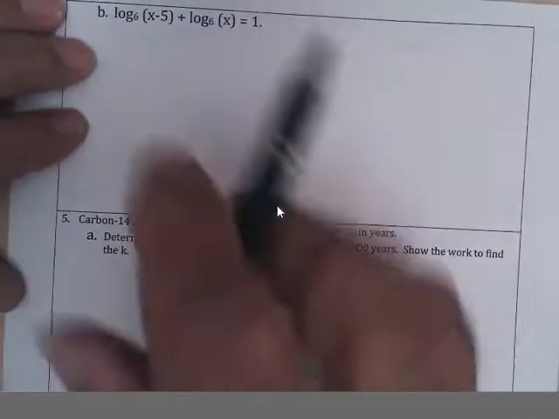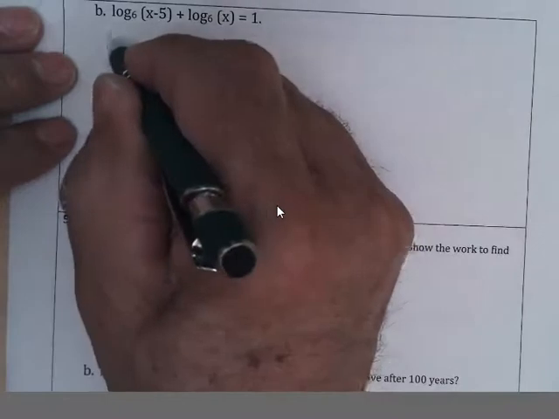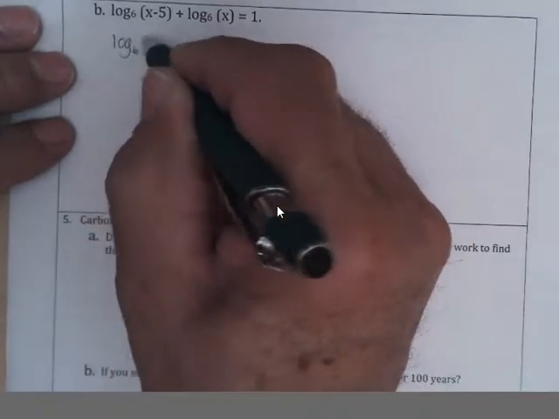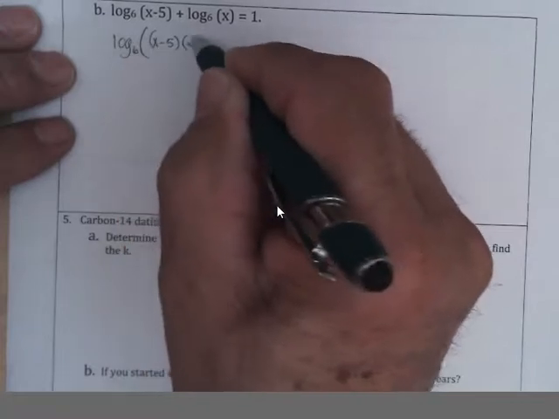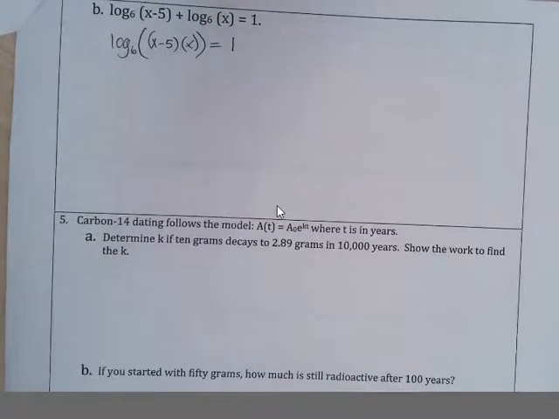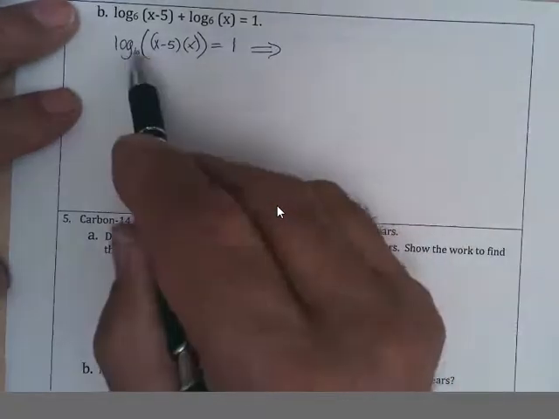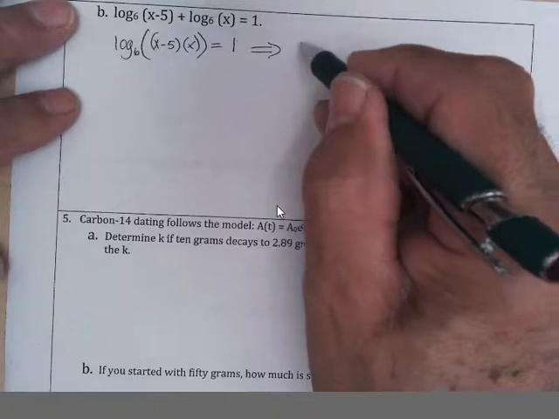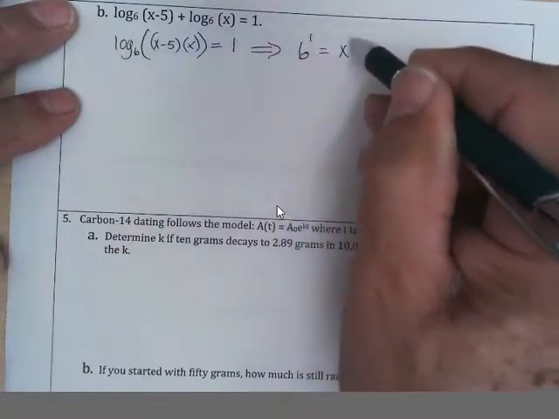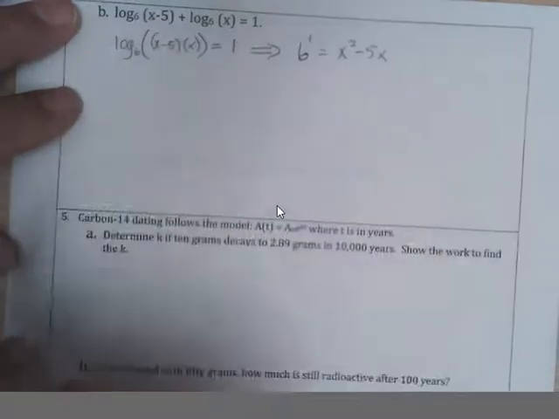We're adding now, and when the sum of logs turns into a product, we get log base 6 of x minus 5 times x equals 1. I have it in a single log expression, so I change to the power expression: 6 to the 1 is x squared minus 5x, multiplying these, and then taking 6 to the 1 equals that.